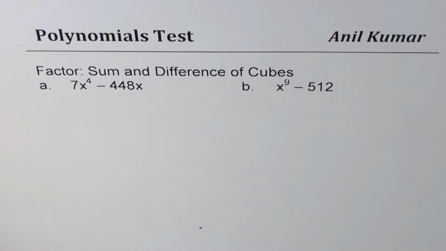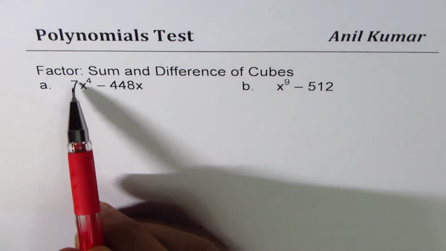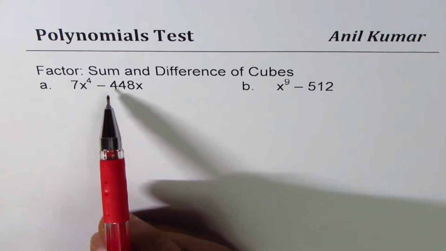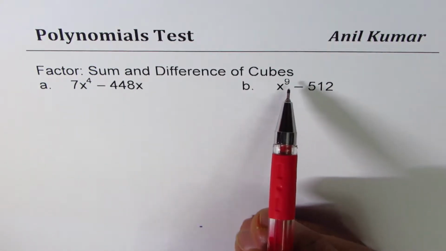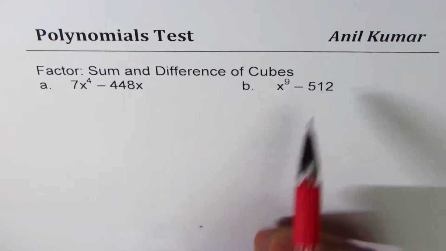I'm Anil Kumar, and in this test series on polynomials, here are two examples based on factoring sum and difference of cubes. The first one is we need to factor 7 times x to the power of 4 minus 448x, and the second one is x to the power of 9 minus 512.